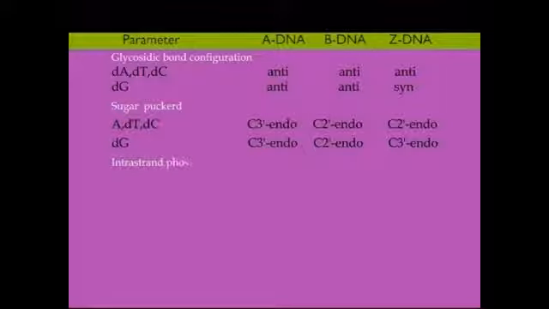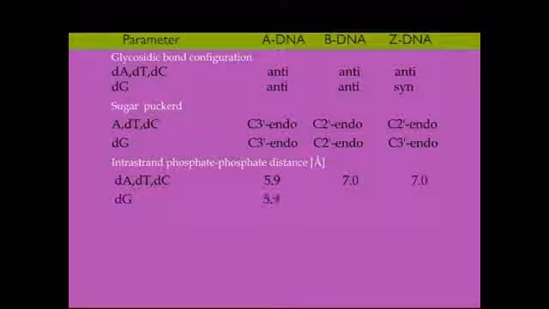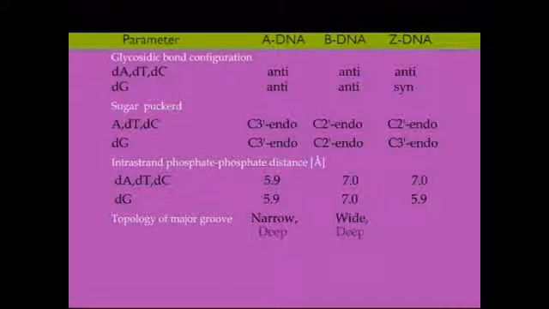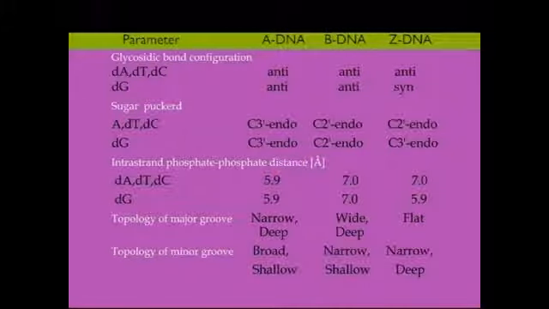Next parameter is intrastrand phosphate-phosphate distance in angstrom. In this, A DNA has 5.9 angstrom, B 7, and Z 7, while deoxyguanine has 5.9 angstrom, 7, and 5.9 angstrom. Next parameter is topology of major groove. For A DNA, it is narrow and deep, for B, wide and deep, and for Z, it is flat. Next parameter is topology of minor groove. For A DNA, it is broad and shallow, for B, it is narrow and shallow, and for Z, it is narrow and deep.